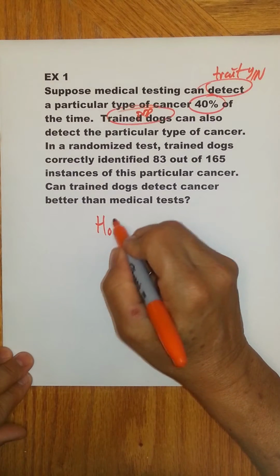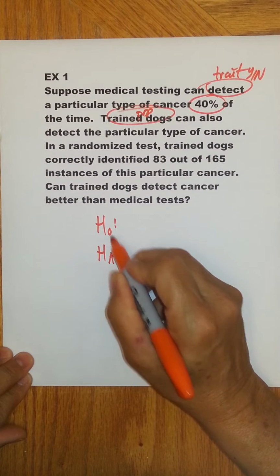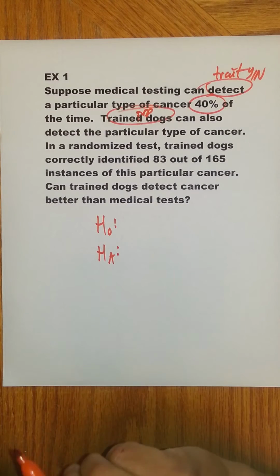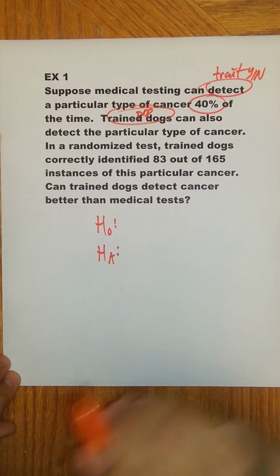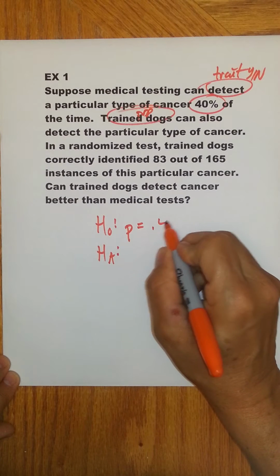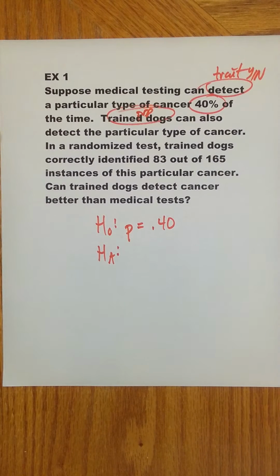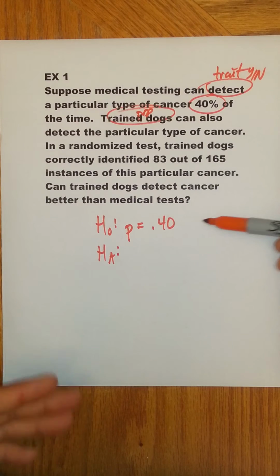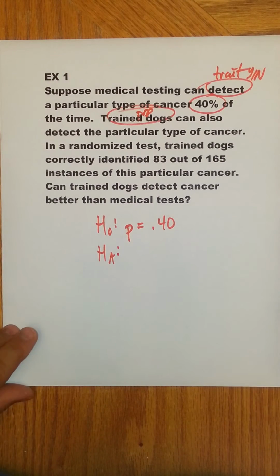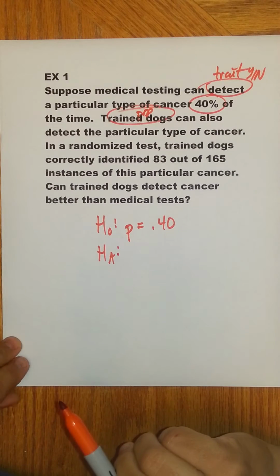So when you start writing your hypotheses, you're going to write capital H subscript O, capital H subscript A, have your colon, and then you're going to say P equals 40%. Now I always stay in decimal form because all calculations should always be done with decimal form. And so you can write 40%, but I prefer to keep it this way so that I don't try to use the percent form. I always use the decimal form.